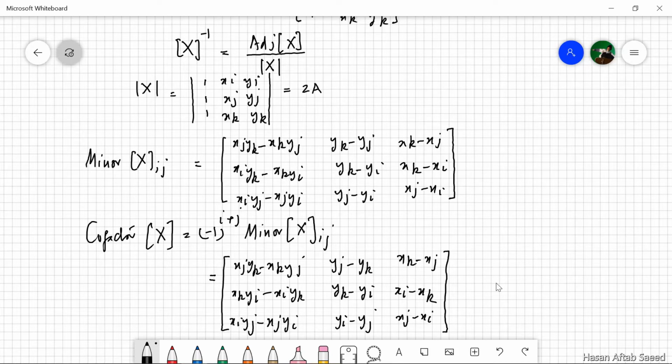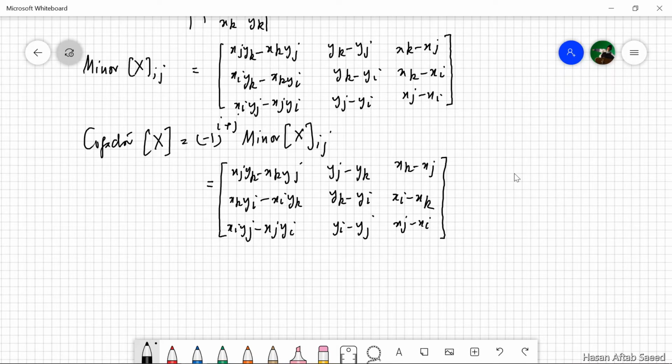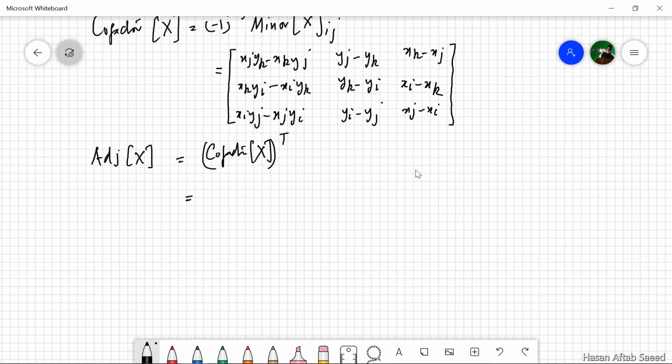So we have taken now the cofactor of x. Now the adjoint of x is simply the transpose of the cofactor. That's a simple matter. We have this, just replace rows with columns. So xj yk minus xk yj, this doesn't change place, but this one does.